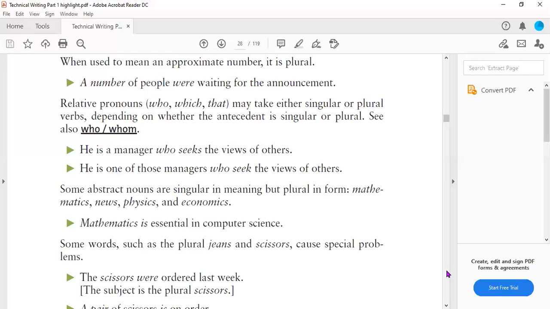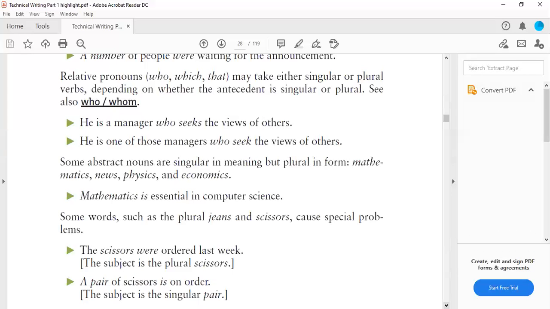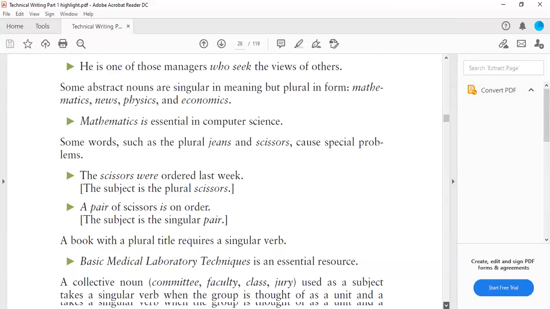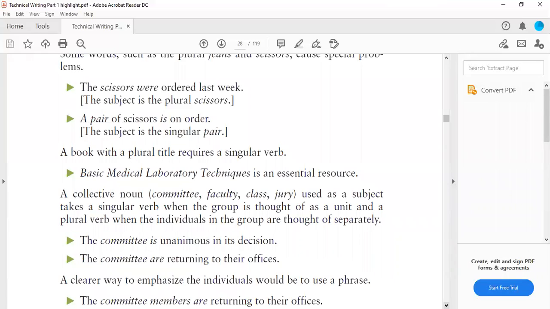Some words such as the plural jeans and scissors cause special problems. The scissors were ordered last week. The subject is the plural scissors. A pair of scissors is on order. So here, why is the first example plural and the second example singular? Simply because scissors is plural, okay? And that's why we use were. But in the second one, the subject is pair, not the scissors, and that's why it's singular.